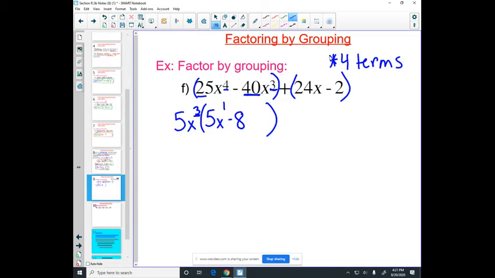Okay, let's move on to the next one. Plus 24 and 2, those are both divisible by 2. And they don't have an x in common, so I can't pull it out. 24 divided by 2 is 12. Leave my x. Minus 2 divided by 2 is 1.